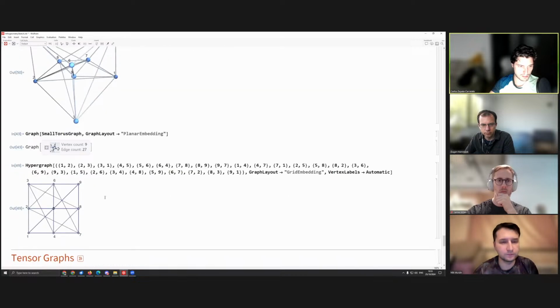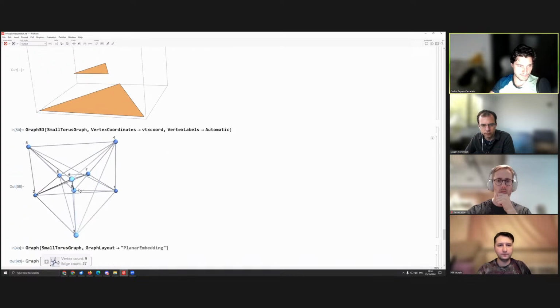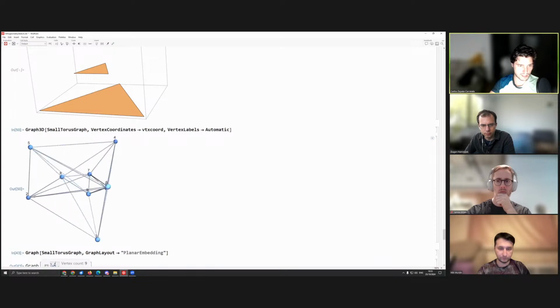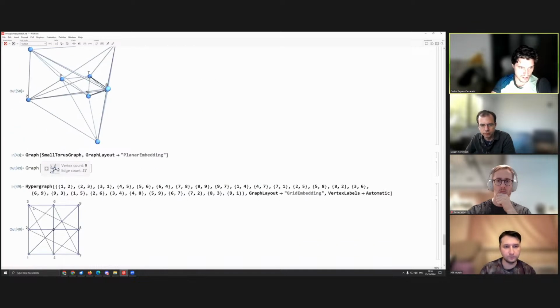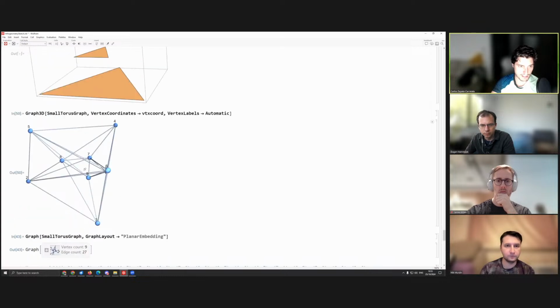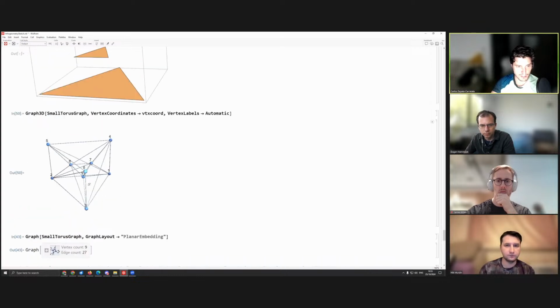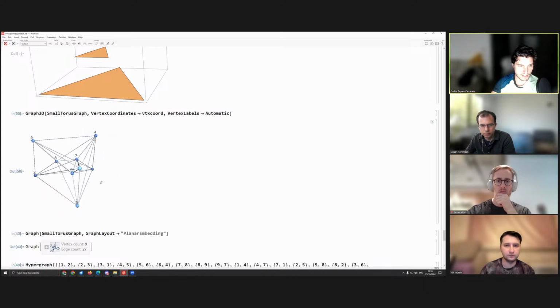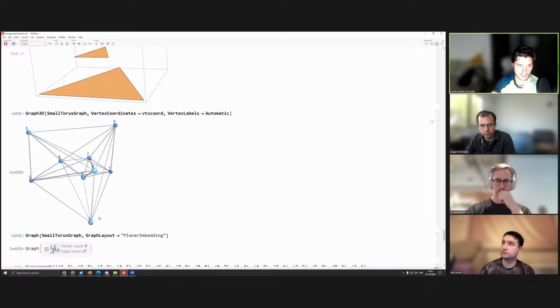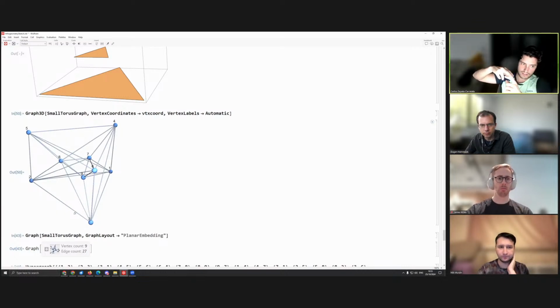Is it 2, 6, 7? It's 2, 6, 7, right? It's this triangle, so it's kind of going around the torus. And then the 3, 4, 8 is the other one, so it's like that. So it's another circle that goes around. These are basically two longitudinal cycles of the torus, right?